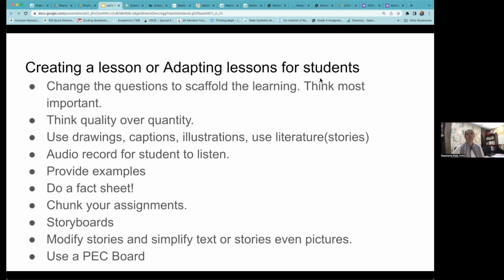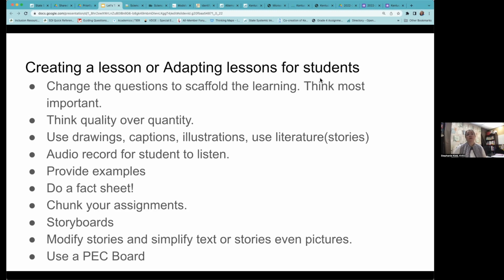Provide examples. Not just examples in word form, but provide picture examples for our students so they get that connection. Do a fact sheet or a concept map that has arrows pointing to the next steps. That's a great way to get our kids started. Or have them create a fact sheet where they go find some of the information. So maybe they have to look for pictures, bring them back, and put them on there and help you explain what's going on.